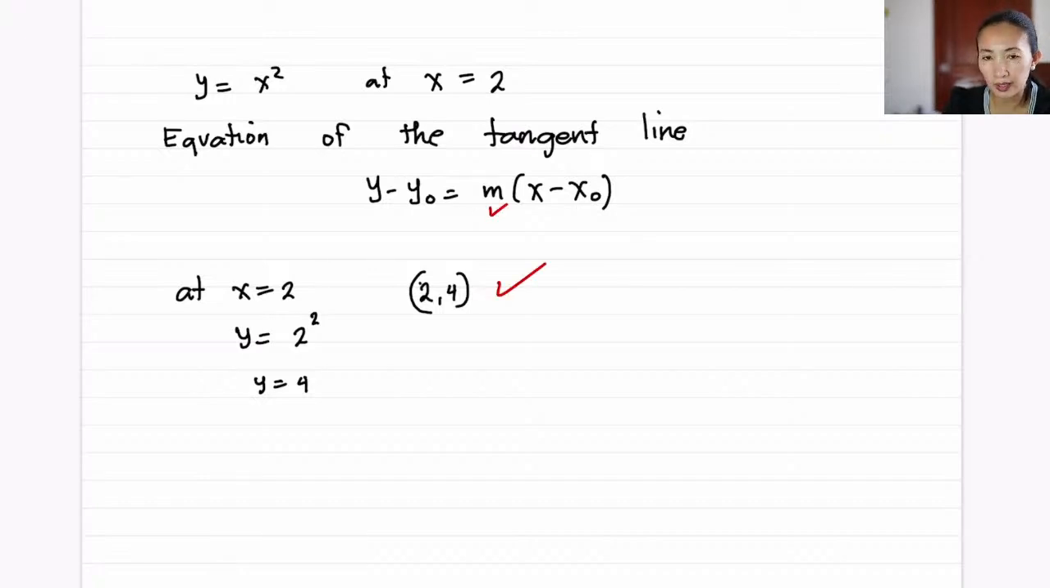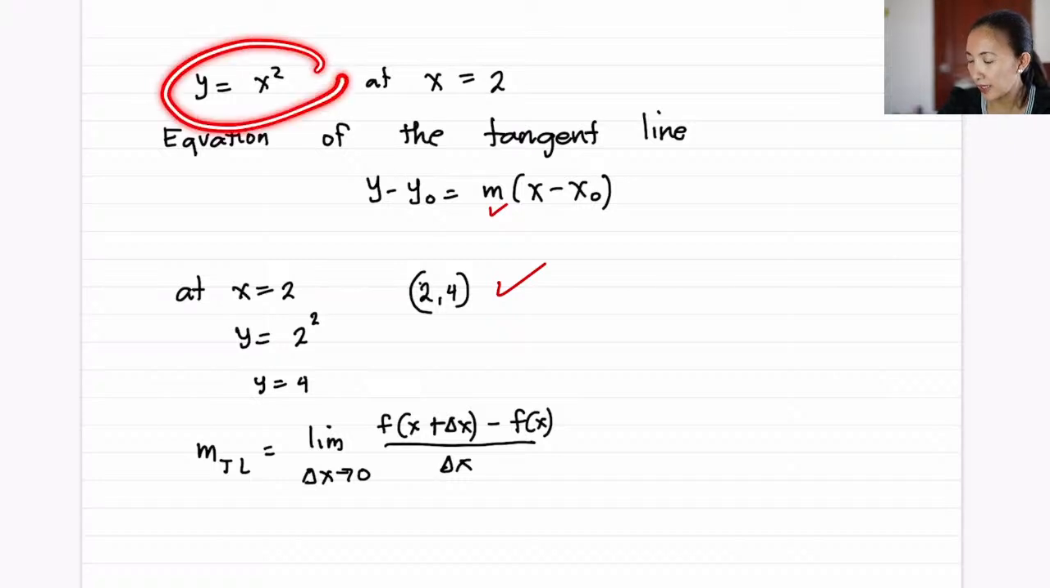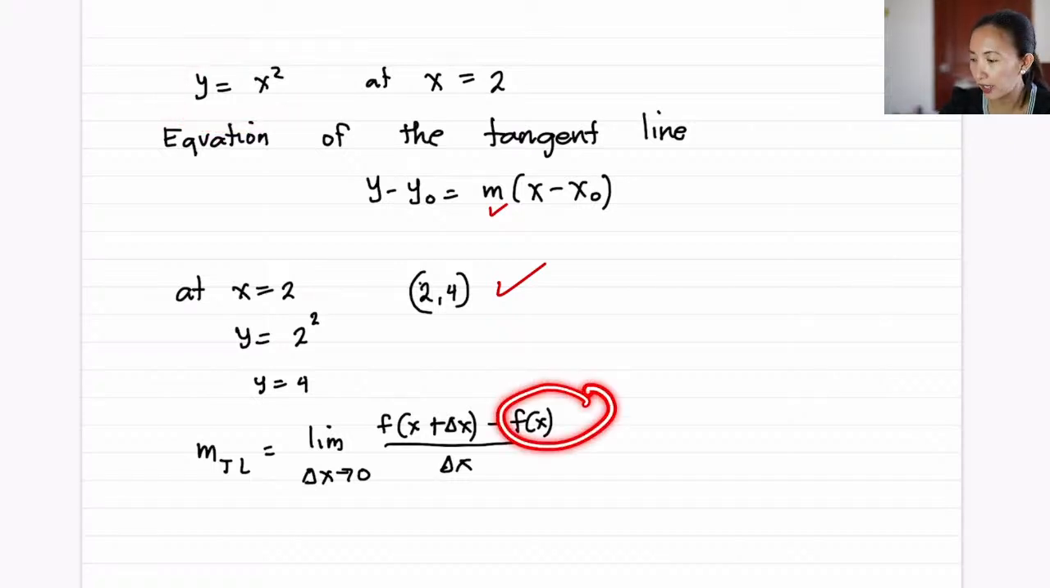From where, how shall we get the slope now? Using the formula that we have just derived. The slope of the tangent line, m sub TL, is equal to the limit of f of x plus delta x minus f of x all over delta x as delta x approaches 0. But what is f of x plus delta x? And what about f of x? f of x is the function given. So our f of x here is the function x squared.